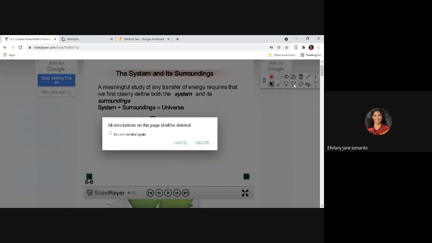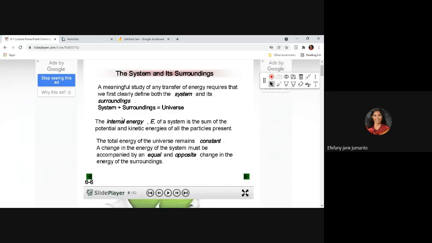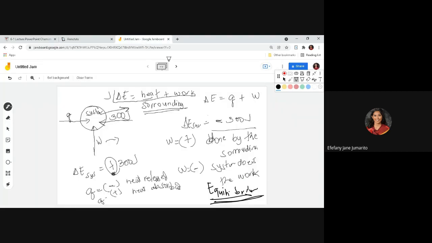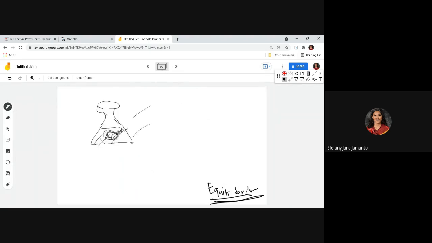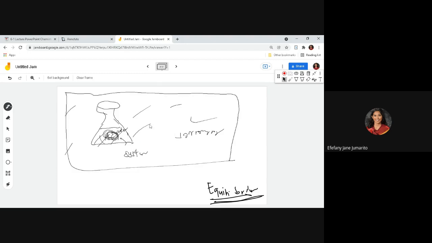Now, okay, so a meaningful study, system plus surroundings. Okay, so we have the system and then we have the surroundings. A meaningful study of energy transfer first clearly defines both the system and then the surrounding. We have this one, the system plus the surrounding. That's the universe. Okay, so if inside is your system, then outside is what we call surrounding. Now, if you add them all, the system and then the surrounding, we call that universe.